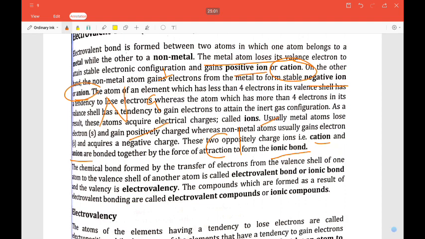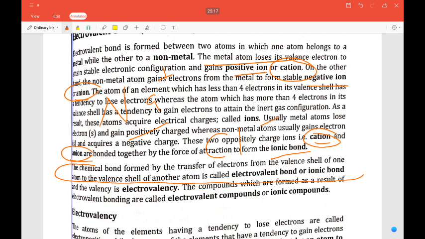Cation and anion, that's why it is also called ionic bond. Can you see here or not? Cation, anion. That's why ionic bond. What is the other name of electrovalent bond? That is ionic bond.